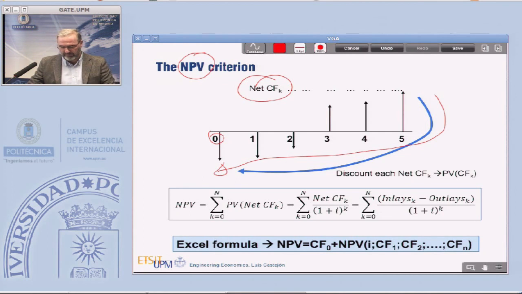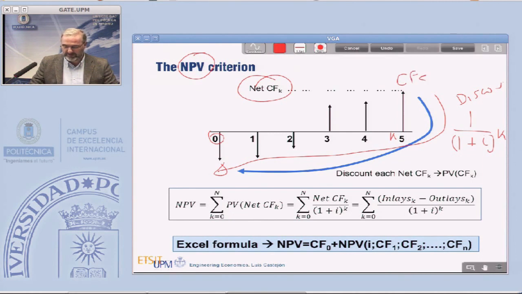So how do we move money in the future to the present? Dividing by the term 1 divided by 1 plus the interest rate, or the cost of capital, to the power of k, being k the year we are evaluating. So this is the discount factor, as you know. And then we will be dividing every cash flow of every year, for example, the cash flow of year 5, by this discount factor. So this is cash flow in year 5, divided by 1 plus cost of capital to the power of k.